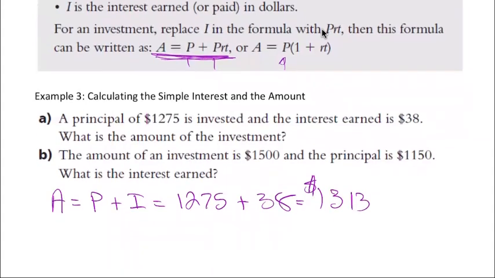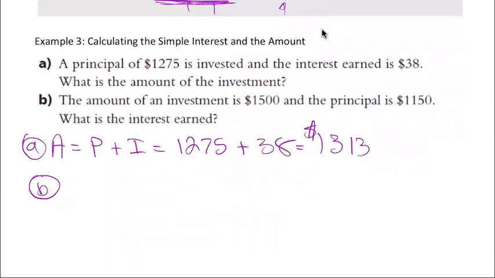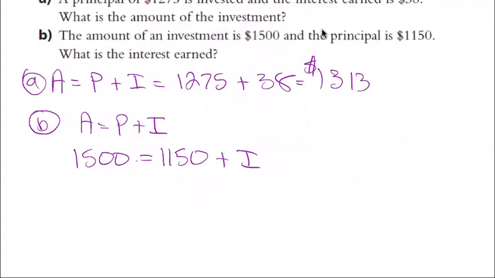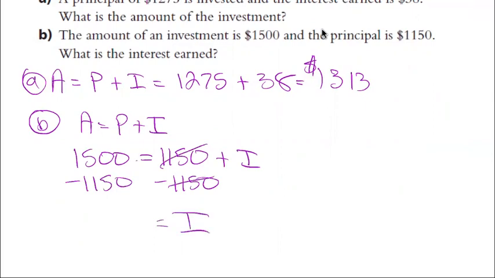Question B, the amount of an investment is $1,500 and the principal is $1,150. What's the interest earned? So my amount is equal to my principal plus my interest. My amount, $1,500, is equal to my principal, which was $1,150, plus my interest. Well, how do you calculate the interest then? I'm going to subtract $1,150 from both sides, and it cancels. That tells me my interest works out to $350.